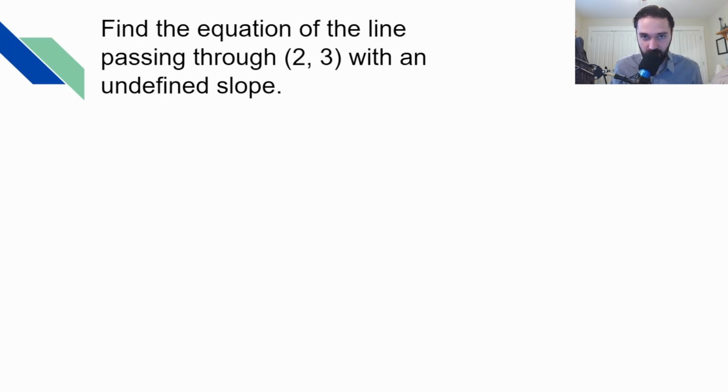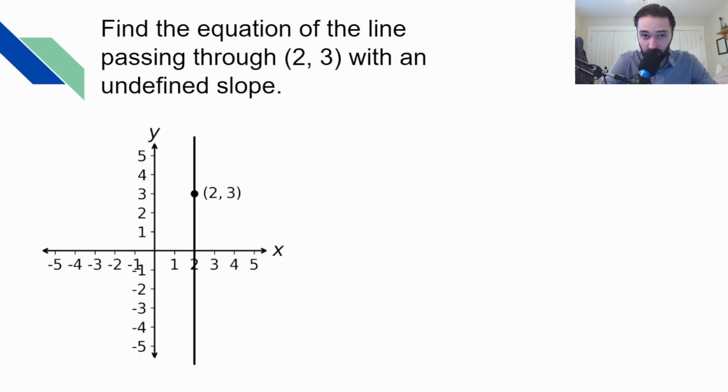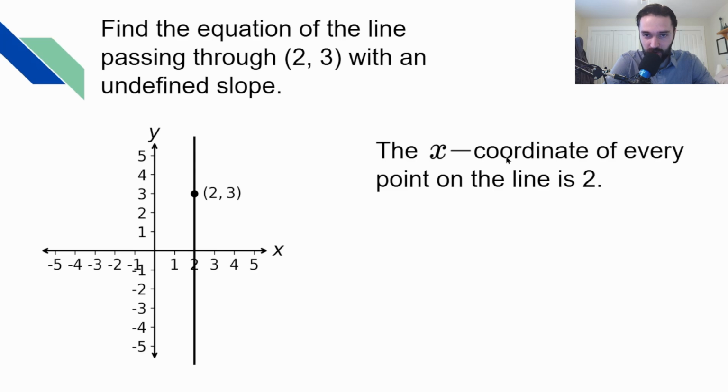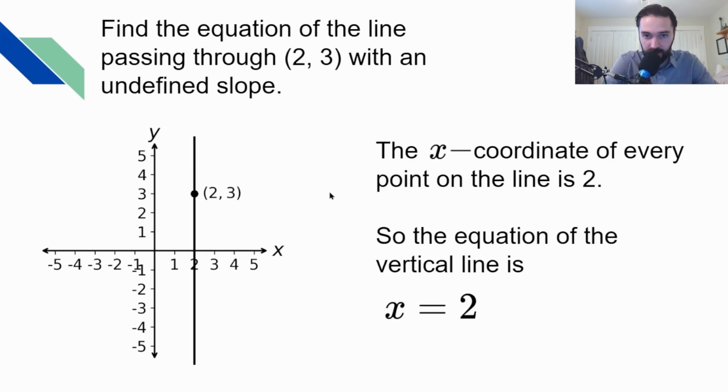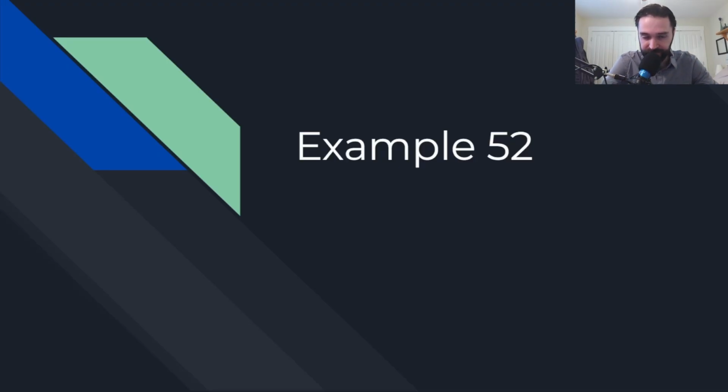Here we're asked to find the equation of the line passing through 2, 3 with an undefined slope. If something has an undefined slope, that means that it's a vertical line. So right away we can draw this picture. We have a vertical line passing through 2, 3. The x-coordinate of every point on this vertical line is 2. So we're going to say that the equation of the vertical line is x equals 2. That's the equation of a vertical line.